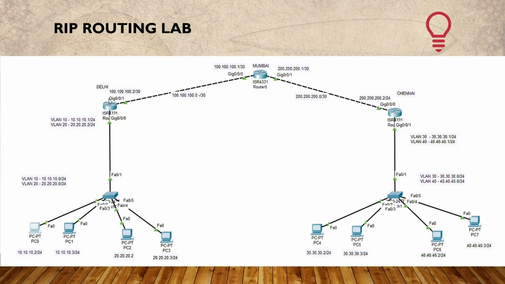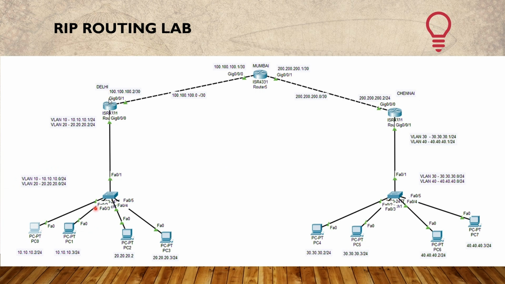See, let us take this scenario for the lab. We have two locations, one is Delhi, another one is Chennai. Delhi and Chennai are connected via Mumbai. Mumbai is acting as a middleman here between Delhi and Chennai. If you want to reach Delhi from Chennai, we will reach via Mumbai. If you want to reach Chennai from Delhi, Mumbai is the middle. So let us do the basic lab first before enabling routing.